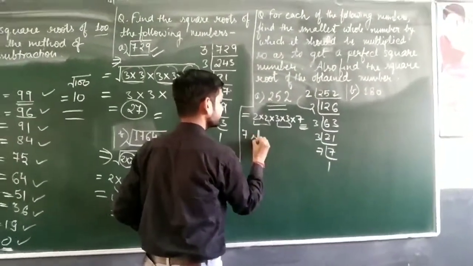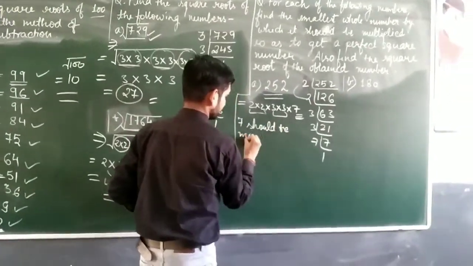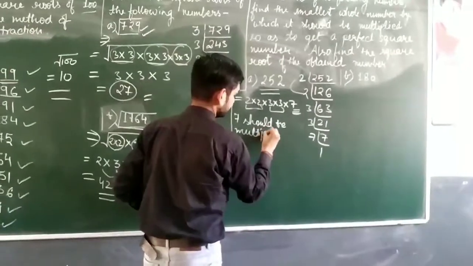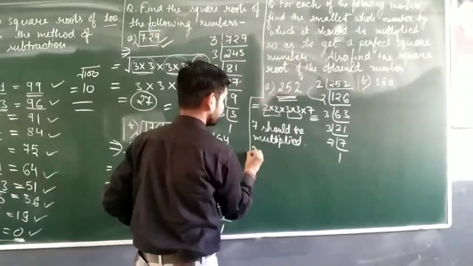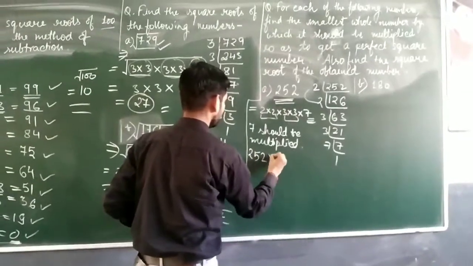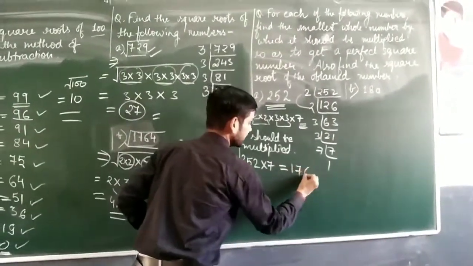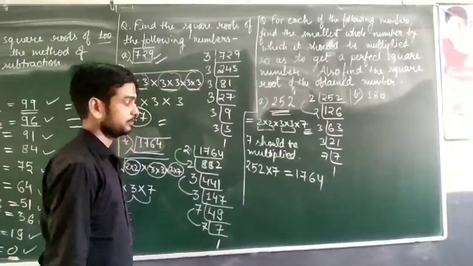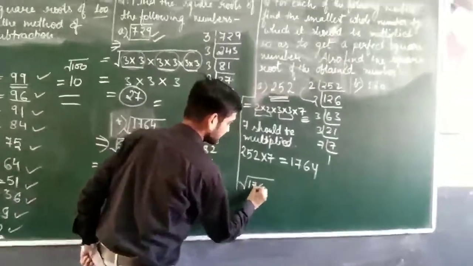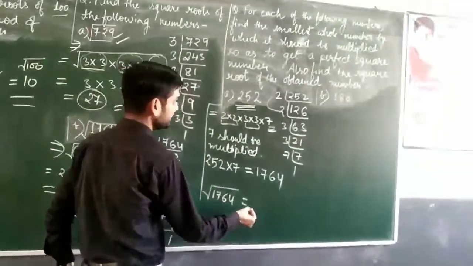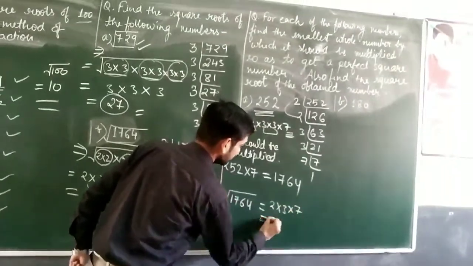So what number should be multiplied? 7 should be multiplied. Now student, we will multiply this digit by 7. That means 252 multiplied by 7. So what will come? 1764 will come. So now we have to do the square root of 1764. So its answer will be 2 into 3 into 7. That means 42.